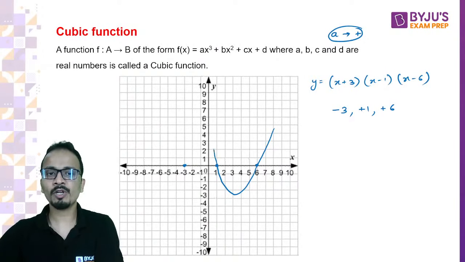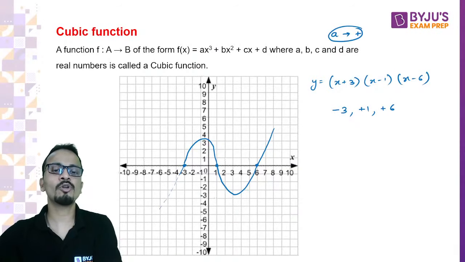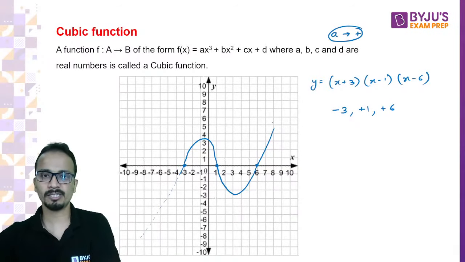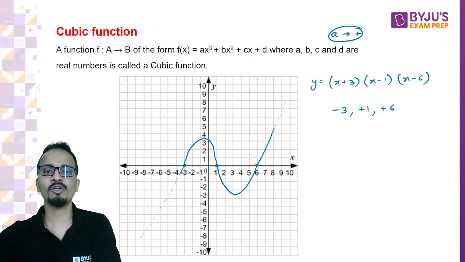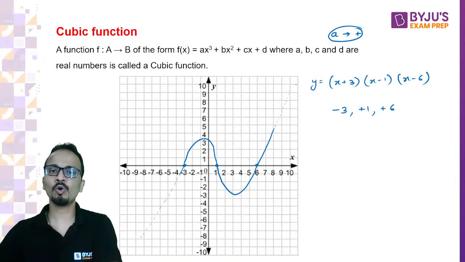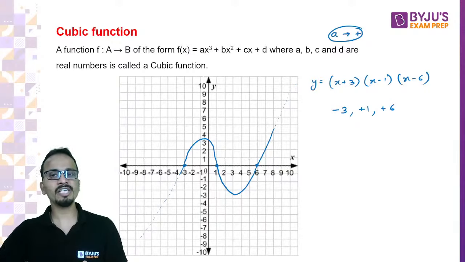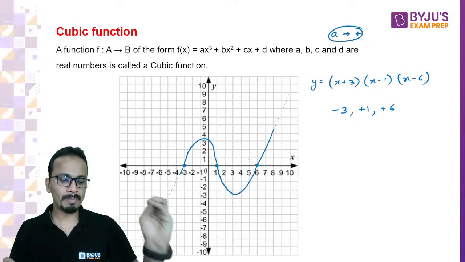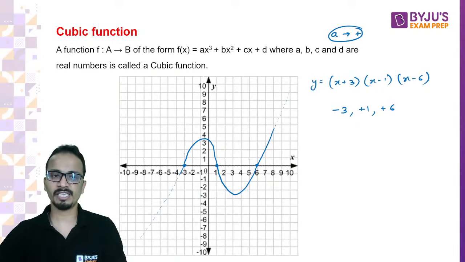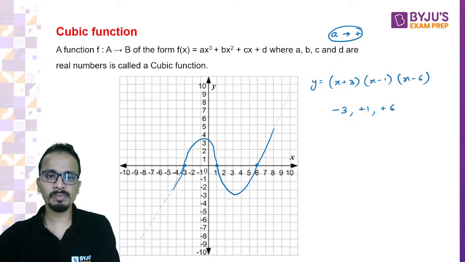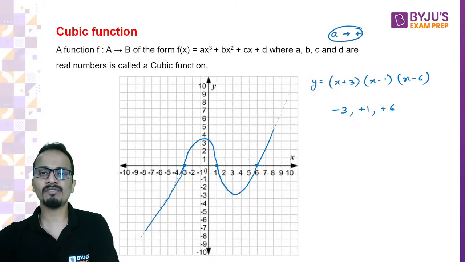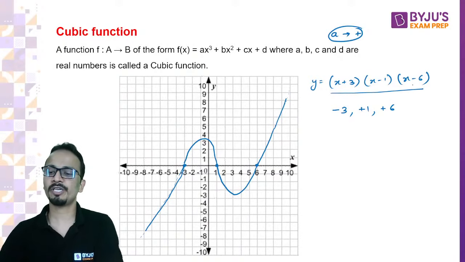Again, it will go upwards and will come down and will intersect the x-axis at x equal to minus 3, and then it will keep on going downwards like this. On the right hand side it will go up till plus infinity and on the left hand side down to minus infinity. So this will be the rough graph of this given cubic expression.